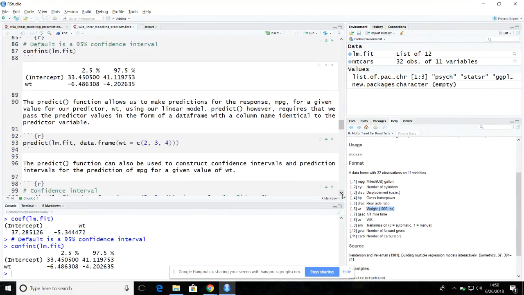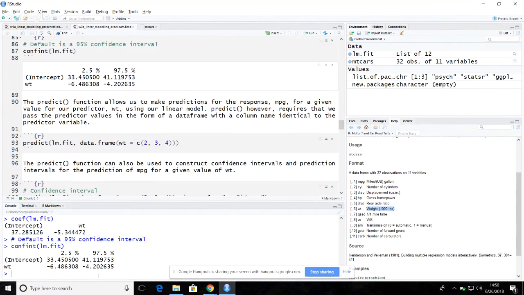Then let's talk about prediction. Generally, a lot of the times we build models so that we can make predictions. So now that we have a simple linear regression model, we can try and predict our response, that is miles per gallon. And so we can use the predict function.